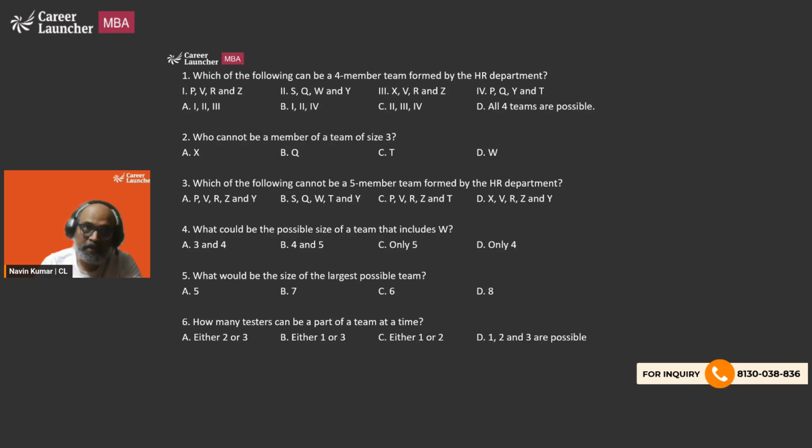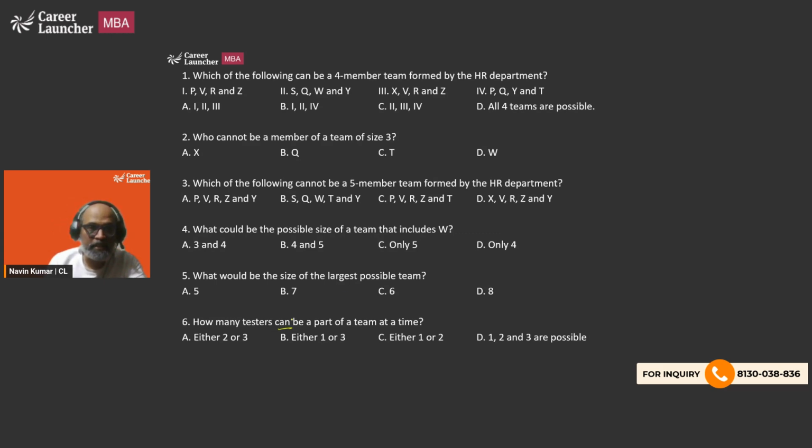For example, the first one: which of the following can be a four-member team formed by the HR department? We can have lots of possibilities. Out of the given options, we need to find which one can be there. Who cannot be a member of a team of size 3? Which of the following cannot be a five-member team? What could be the possible size? What would be the size of the largest possible team? How many testers can be a part of a team at a time?